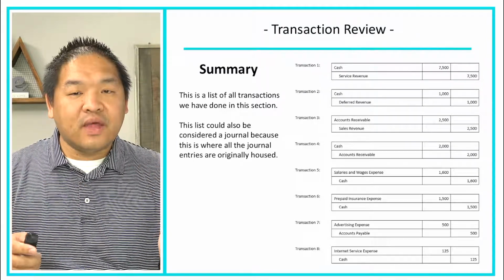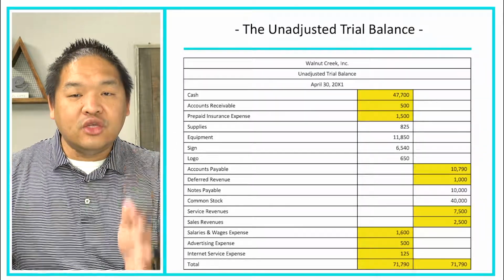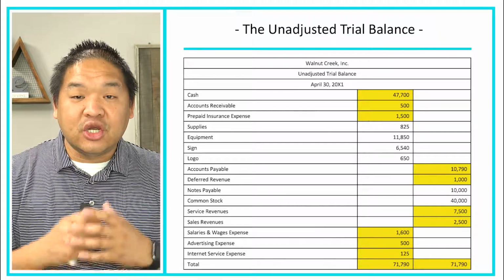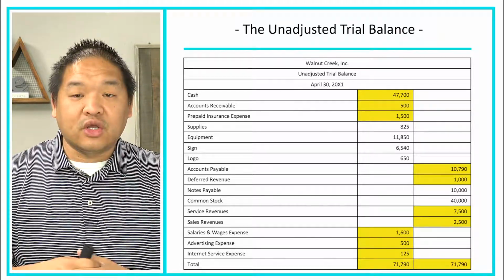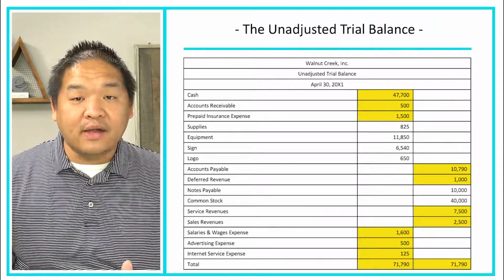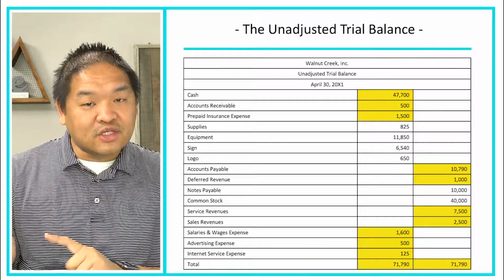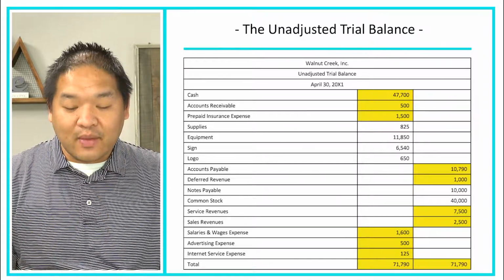And then when we post all of these transactions to the T accounts, we would get a new unadjusted trial balance. And that's what's on your screen right now. This is the trial balance. It's unadjusted because we haven't made adjusting entries. That's another section, okay? So this is an unadjusted trial balance.